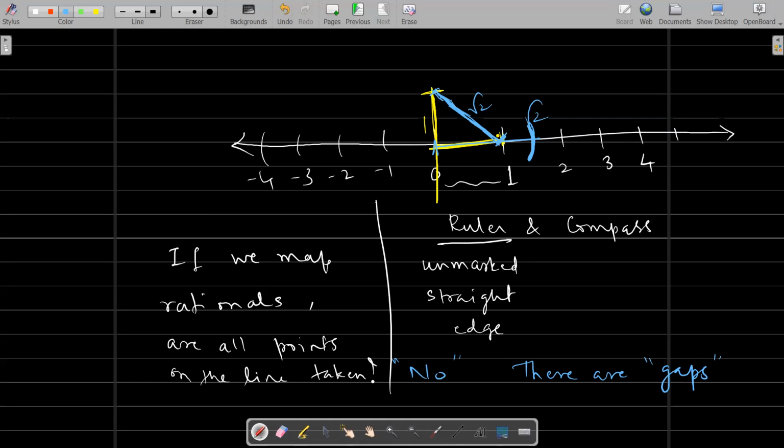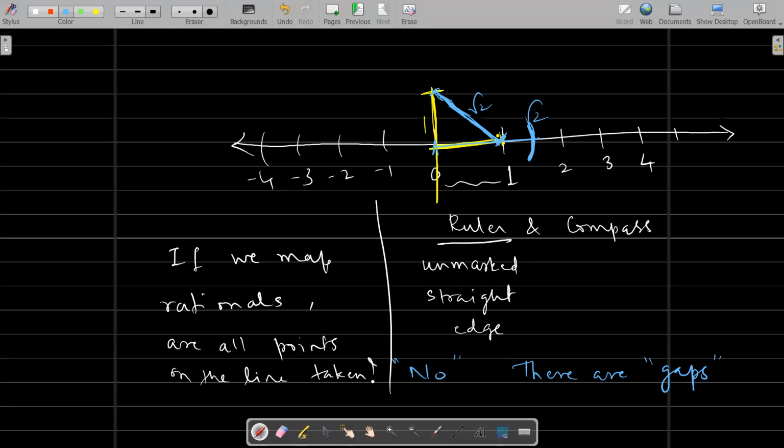In fact, there are many gaps left on the line, and some larger set which covers all these gaps, that is called the set of real numbers. Okay, so for us, that's the definition of reals. Super good.